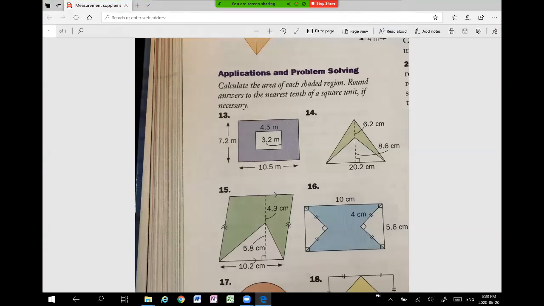Hopefully this is the correct screen that's being shown. What you're seeing is questions 13, 14, 15, and 16 from the Math Power 9, our old grade 9 math textbook that I like to actually use to teach with our composite shapes.